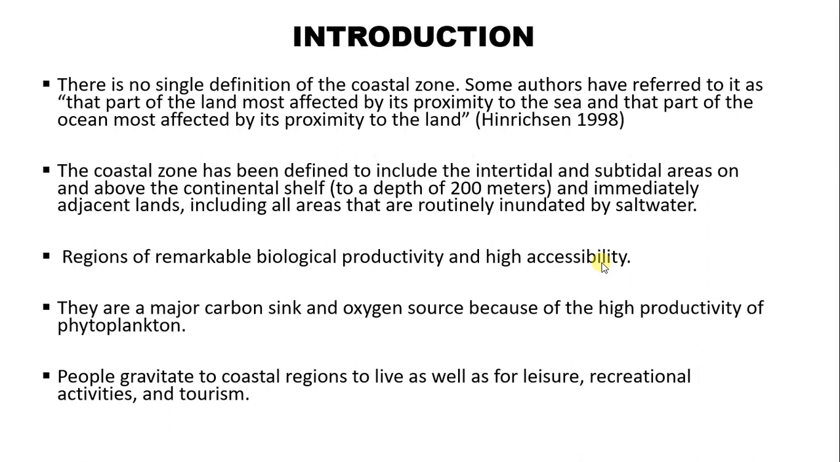All right. Now, they are a major carbon sink and oxygen source because of the high productivity of phytoplankton. Apart from the microphytes, the phytoplankton, the macrophytes, the seagrass, the larger macrophytes, are also found in this coastal zone. And when we say carbon sink, it means that they collect a lot of carbon from the atmosphere. Of course, they use the carbon dioxide in the process of photosynthesis.